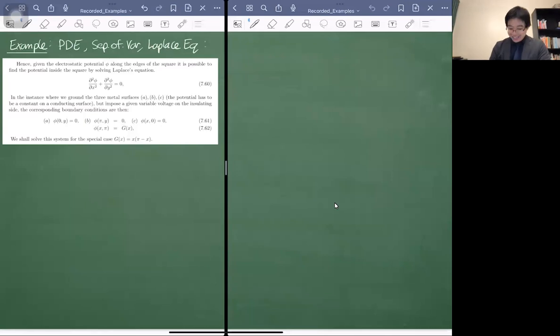Okay, so let's look at an example with Laplace equation this time. So we're working on partial differential equations with the method of separation of variable, and we'll look at a Laplace equation example. The idea of separation of variable, as we discussed in class, is very straightforward. Once you separate the variable, you make a PDE into two ODEs, and then apply the boundary conditions, which is where all the messy algebra comes in.